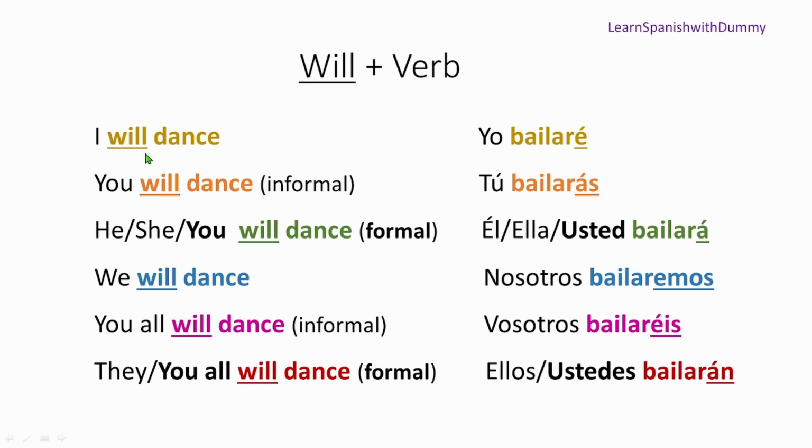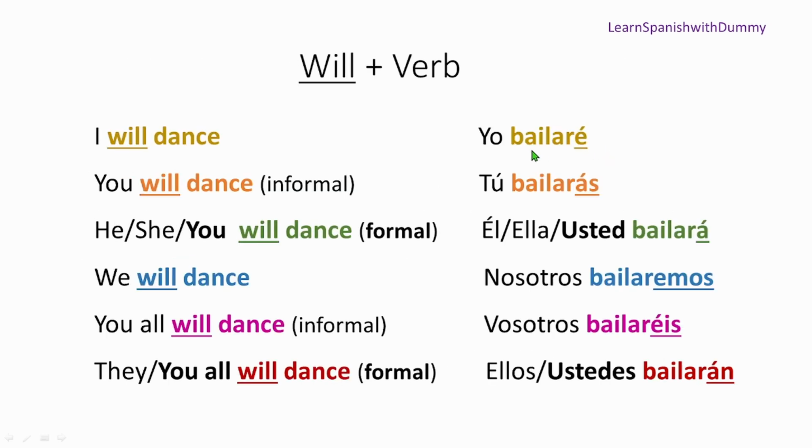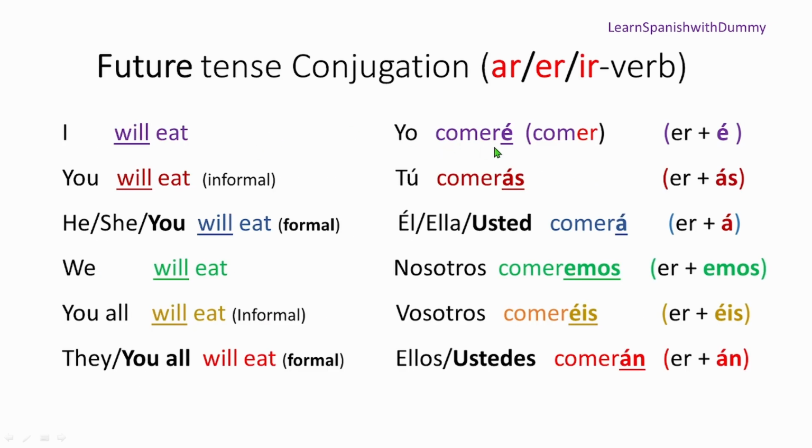When you say I will dance, it's yo bailaré. Now here we have used a different verb, an AR ending verb, okay? See, it's ending with AR. Bailar means to dance. But still the rule will be the same. The earlier one used an ER ending verb. You see comer, that means to eat, and we had this rule, right? The same rule is applicable here as well. So we put é. Bailaré, I will dance, right? If you go here, it's comeré. We put é and it becomes I will eat.